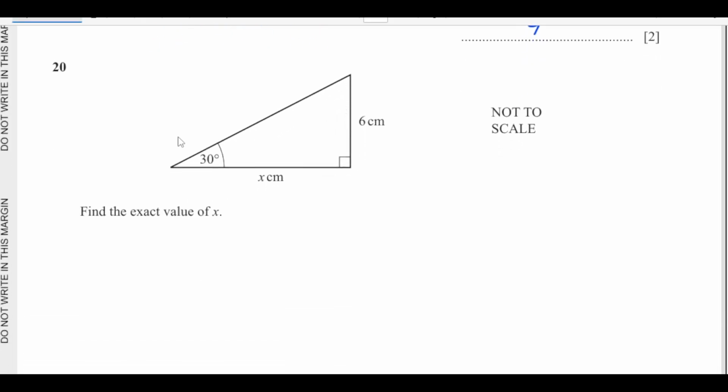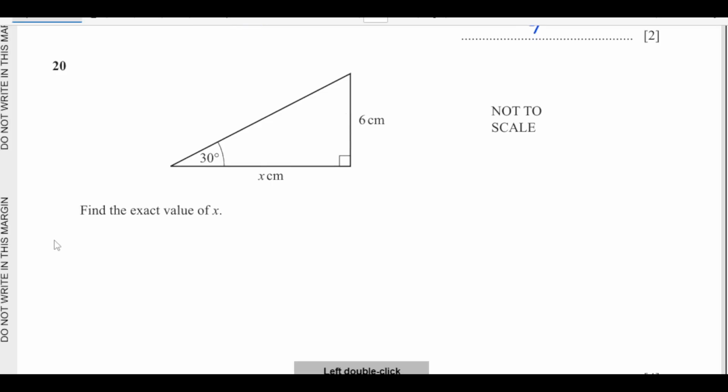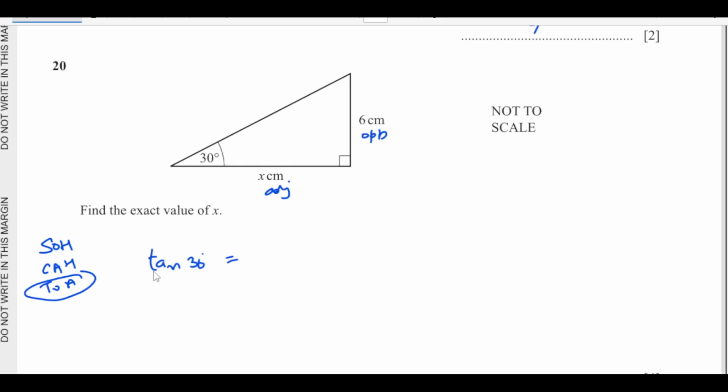Number 20, find exact value of x, right? So we can use SOHCAHTOA here. Using SOHCAHTOA, which one we can use? We can use tan here because we want to involve x. This is opposite and this is adjacent, right? So tan of 30 will be, opposite is 6, adjacent is x. So the value of tan 30 is 1 over root 3 equals 6 over x. So x is 6 square root 3. So this is the exact value.